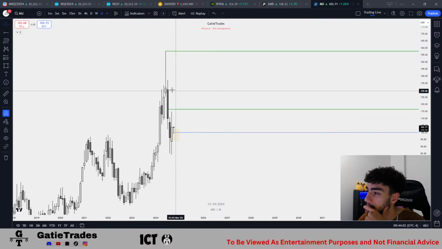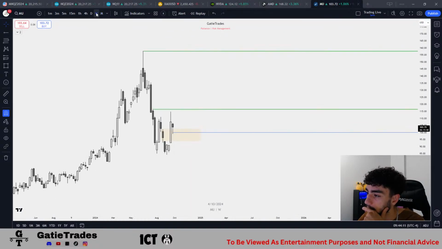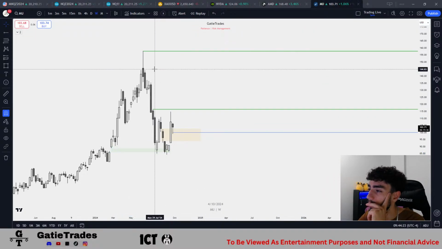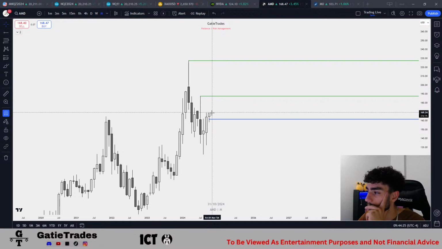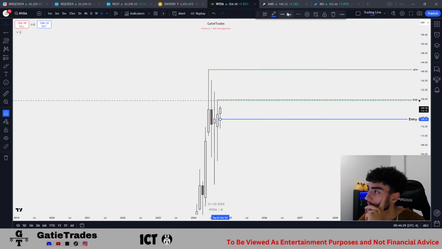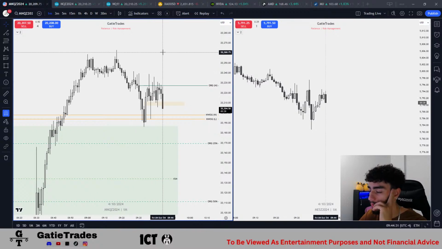Monthly chart. Monthly bearish fair value gap. But I like this discount. I like the weekly. Came into this gap. Respected. NASDAQ's bullish. Good news for the company. That's all I need. Gatie stocks model, 100% hit rate.